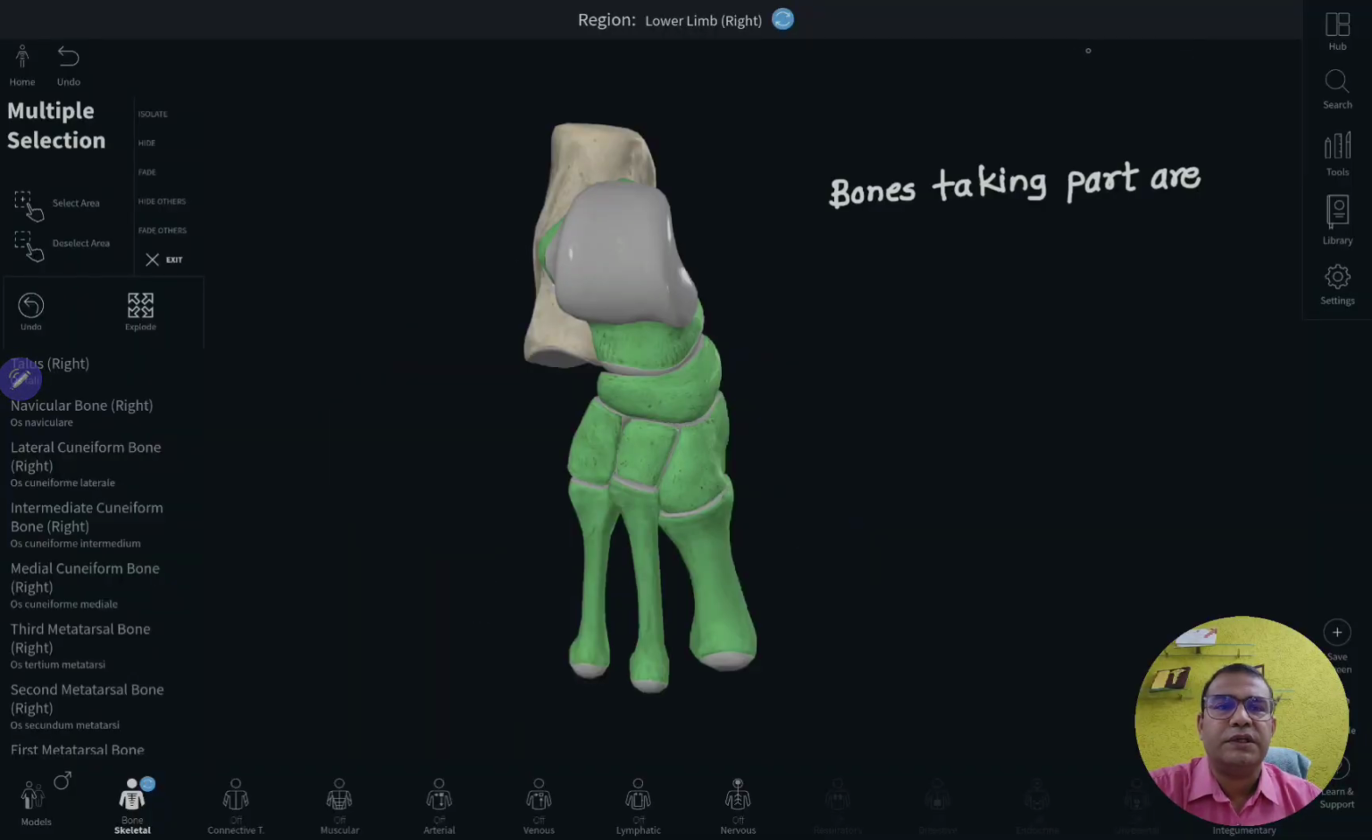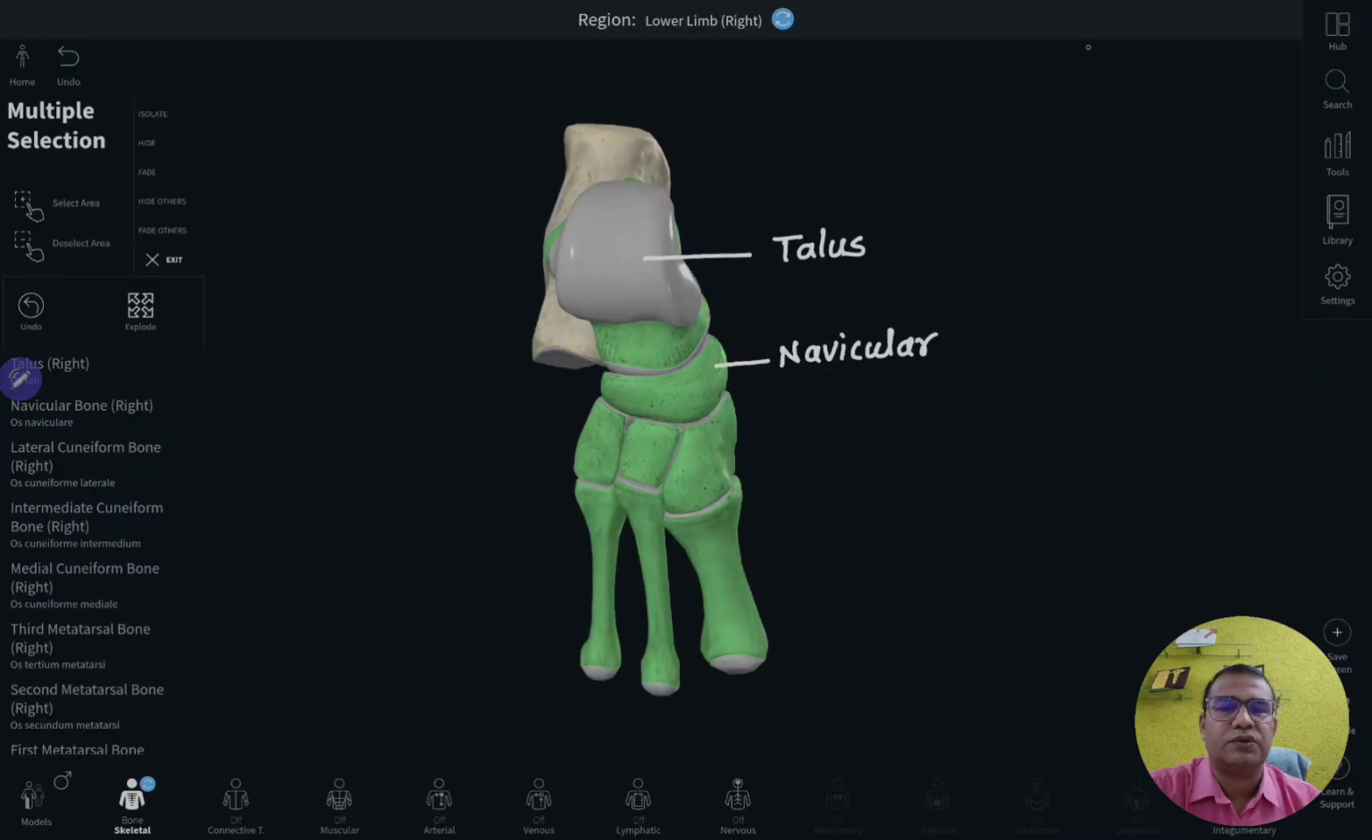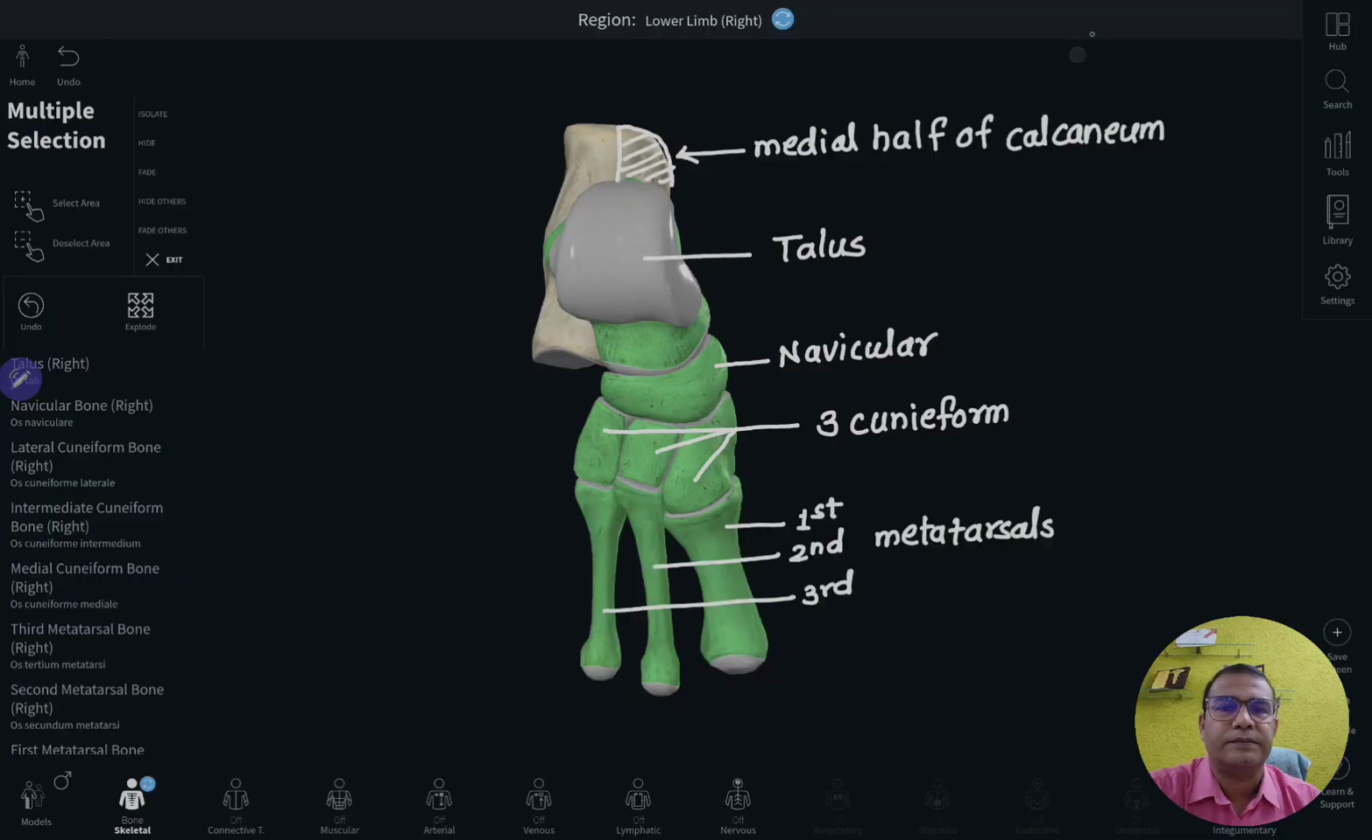Here we are going to see the constitution of medial longitudinal arch. You can see in the green color, the bones taking part are shown. It is talus, navicular, three cuneiform bones, medial, lateral and intermediate cuneiform, and first, second and third metatarsal bones, and medial half of the calcaneum is also taking part in the formation of medial longitudinal arch, which is shown in the frame. So it is a medial half of the calcaneum. It also takes part in the formation of medial longitudinal arch.